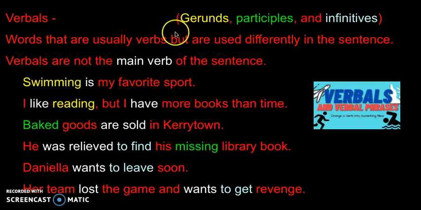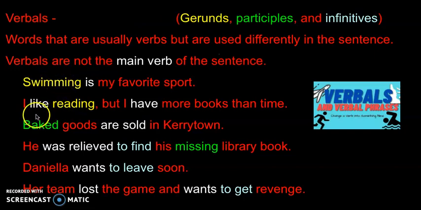Swimming, in this case, is a gerund. It's acting as a noun. Swimming is my favorite sport. In any other sentence, swimming might have been the verb, the action, something you can do, but in this case, it is not. It is actually the noun, the subject of the sentence. Swimming is. See, is the main verb. Swimming is a verbal. In this case, it's a gerund acting as a noun.